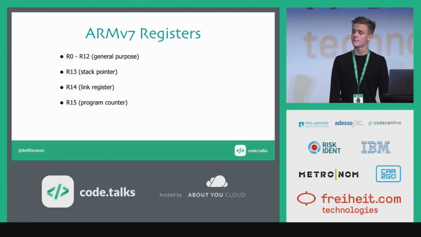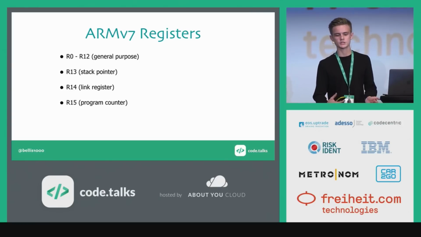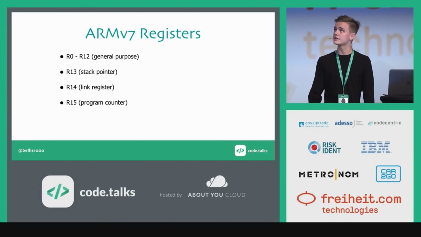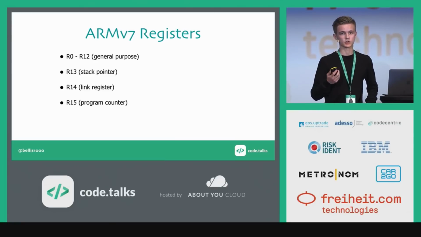R14 is the link register, which will hold the address of where code execution needs to resume after a function is finished being called. And finally, R15 is the program counter, so this will always hold the address of the next instruction that needs to be executed.